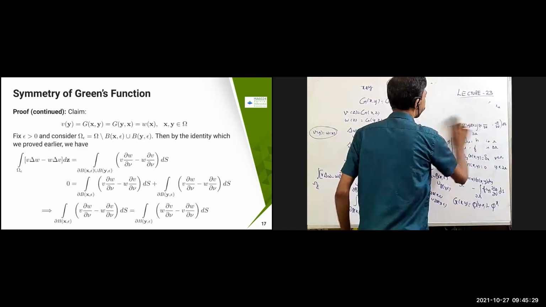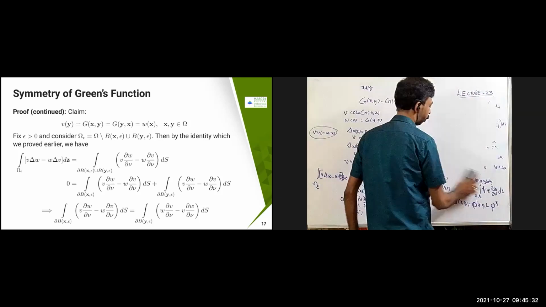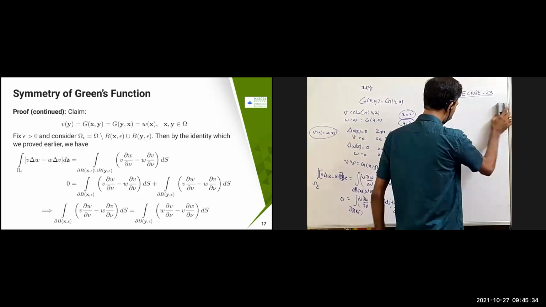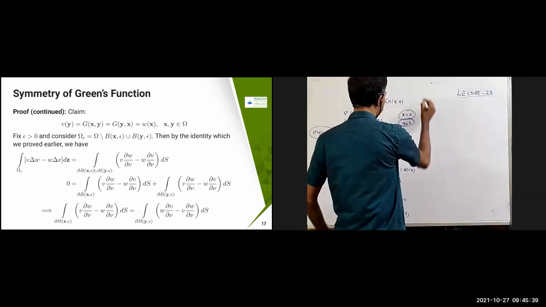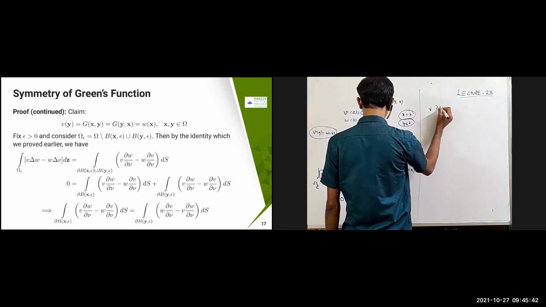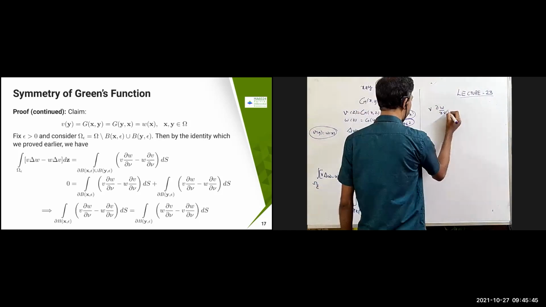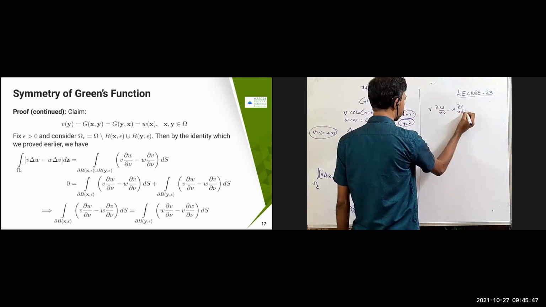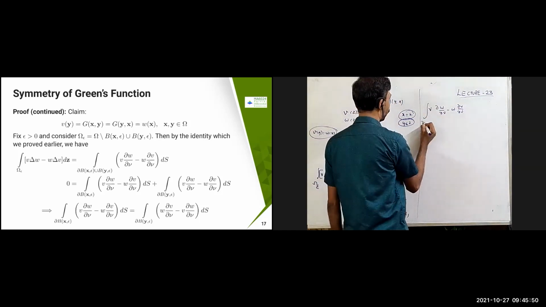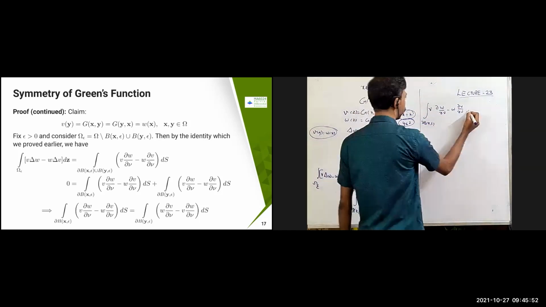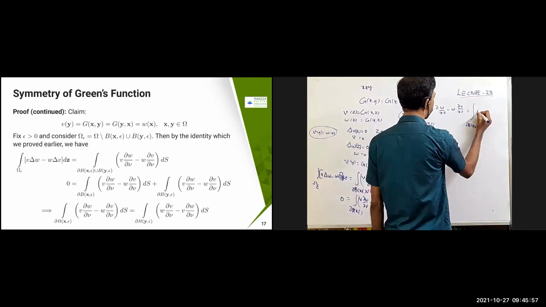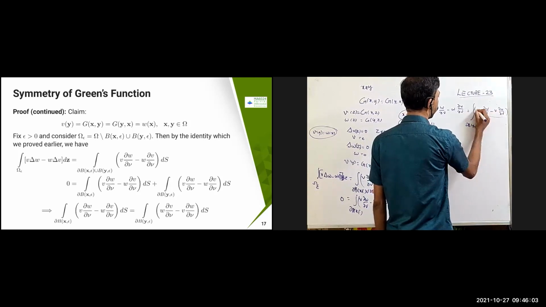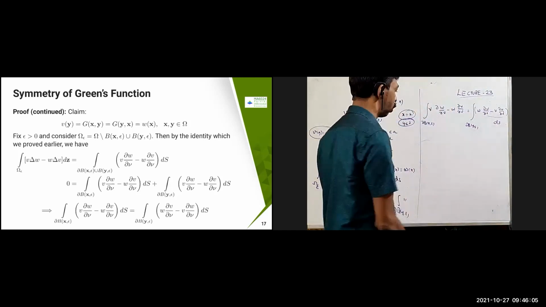So what you got is the integral over ∂B(x,ε) of V ∂W/∂ν minus W ∂V/∂ν is equal to the integral over ∂B(y,ε). It is reversed, so I am just writing W ∂V/∂ν minus V ∂W/∂ν dS. Okay, so that is going to be that.